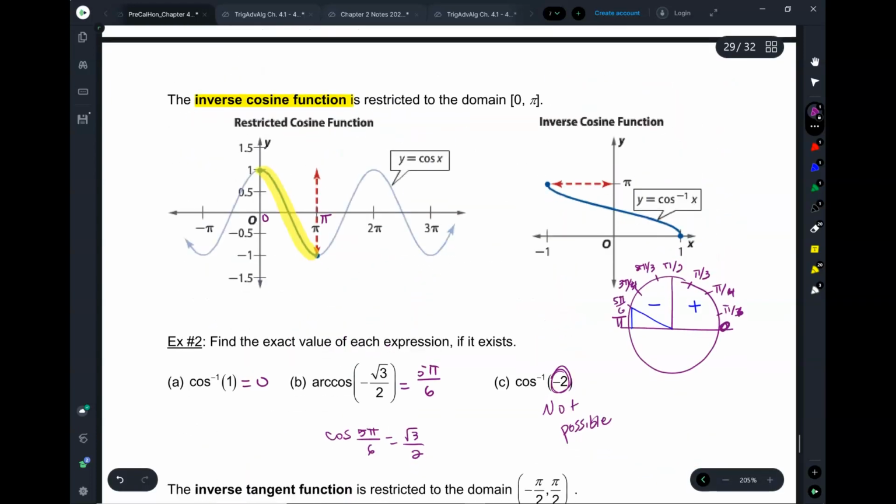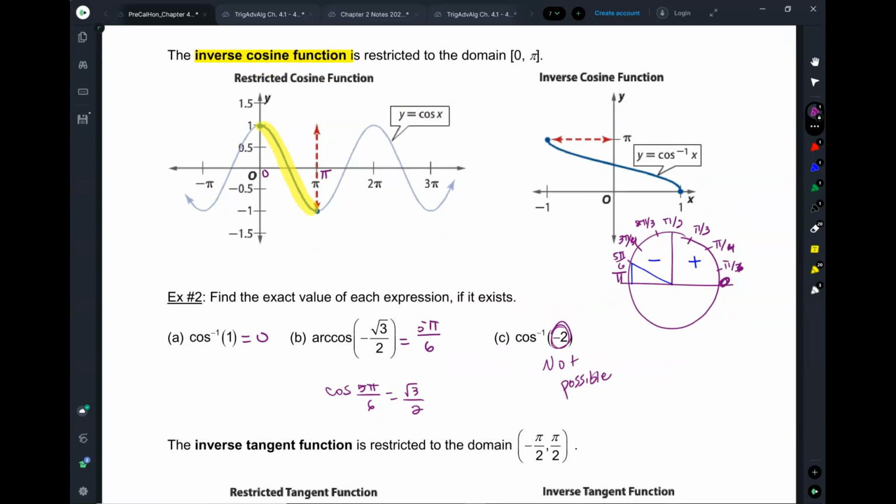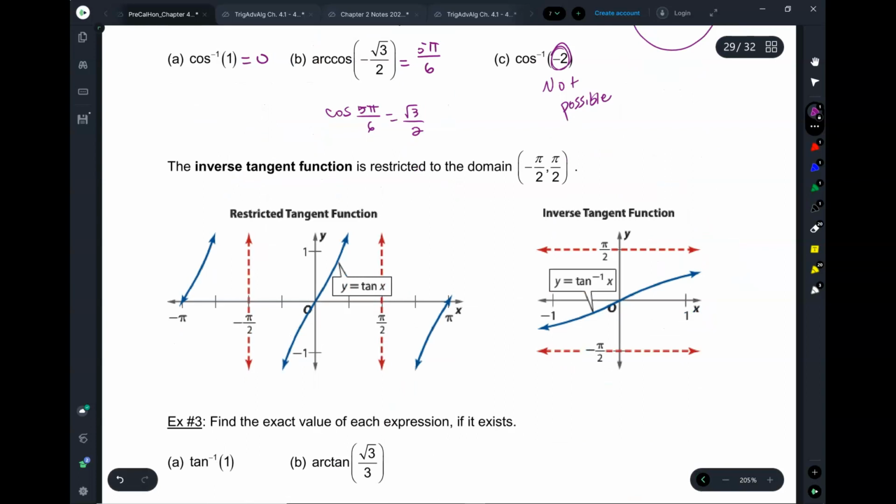For the domain and range, for just the cosine: the restricted domain is from 0 to pi, and then the range is always -1 to 1. Okay, now let's go for the tangent.